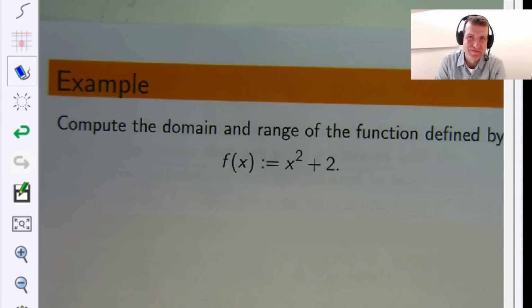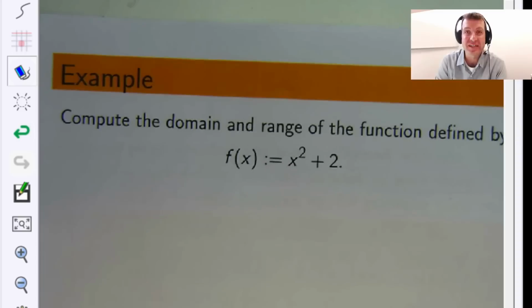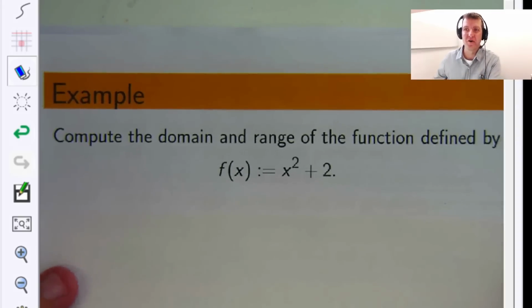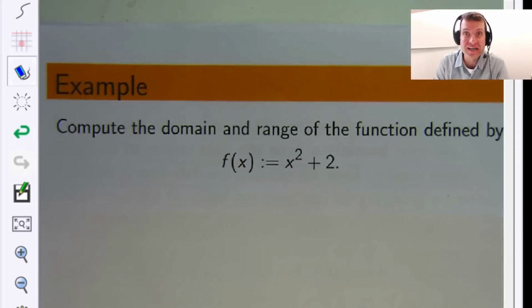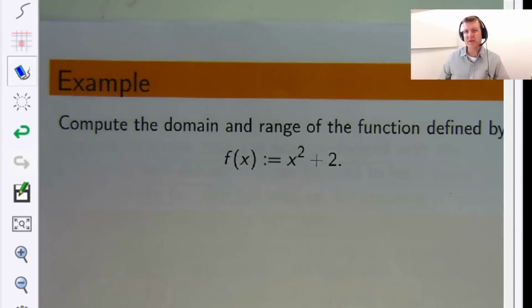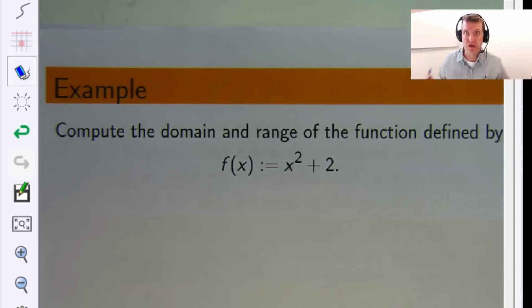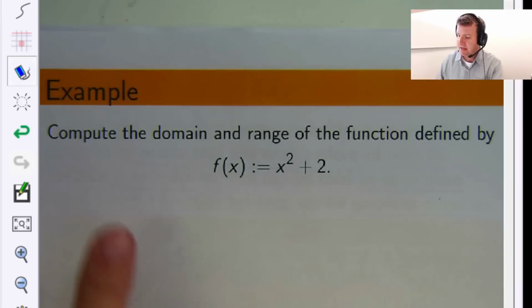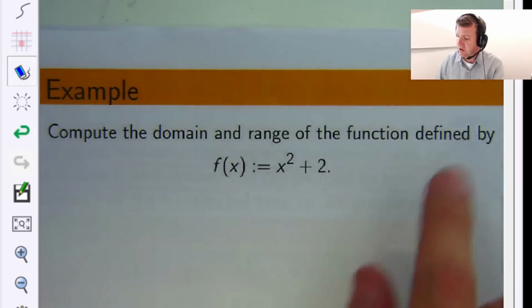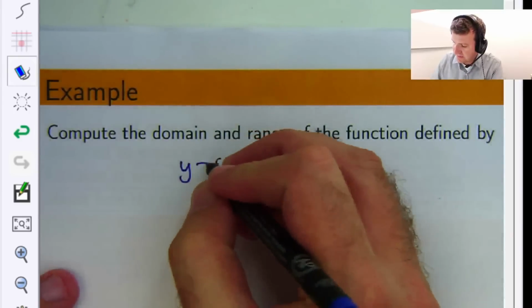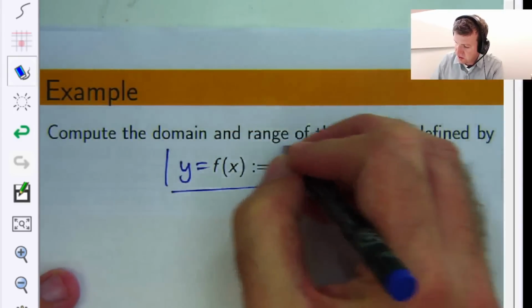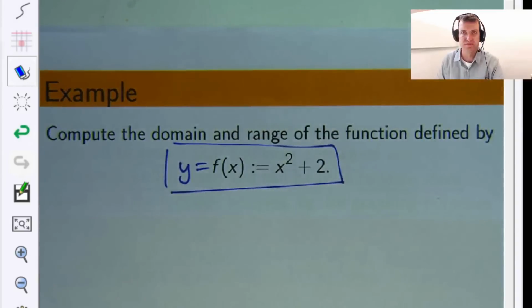Thanks for tuning in. In this presentation, I'm going to continue my series of videos on a beginner's guide to calculus. In particular, we're going to do an example where we look at the range and domain of a simple polynomial, a simple quadratic function. So here's the example that we're going to look at. Compute the domain and the range of the function defined by this quadratic, x squared plus 2.